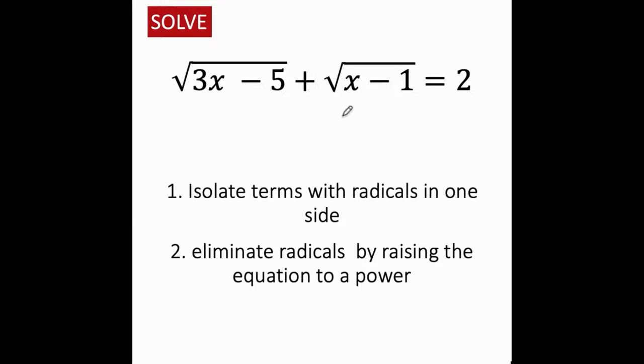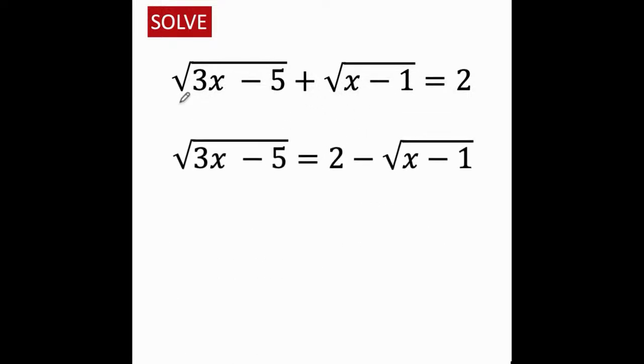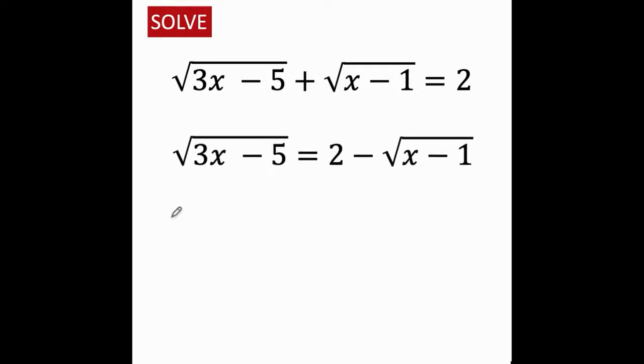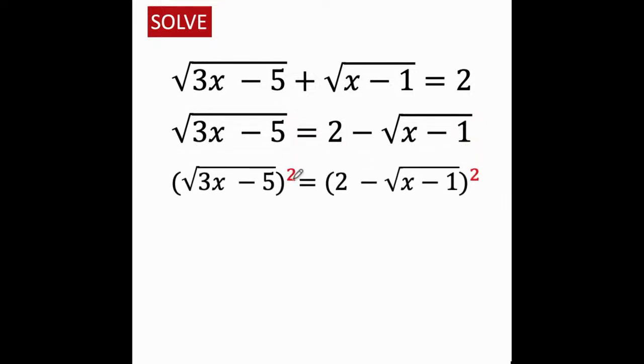So let's start by eliminating one of the radicals. And let's do that by first isolating the square root of 3x minus 5 at the left side of the equation. That means all the other terms should be at the right side. Then, to eliminate this square root, we square both sides of the equation, and this is what we have. The left side is raised to the second, and the entire right side is also raised to the second. Then this square root and this exponent 2 will cancel each other out.